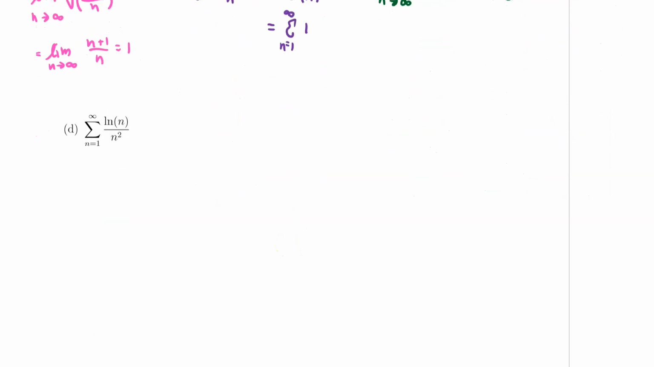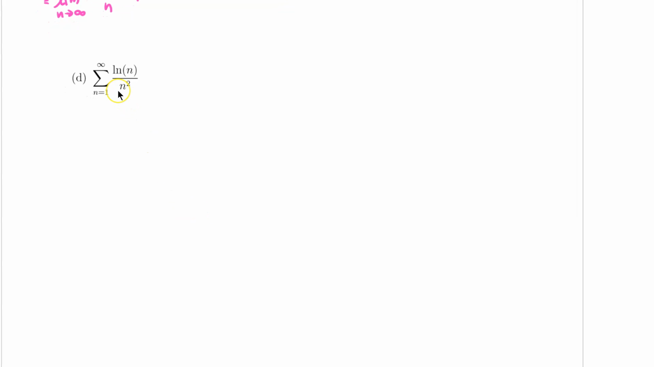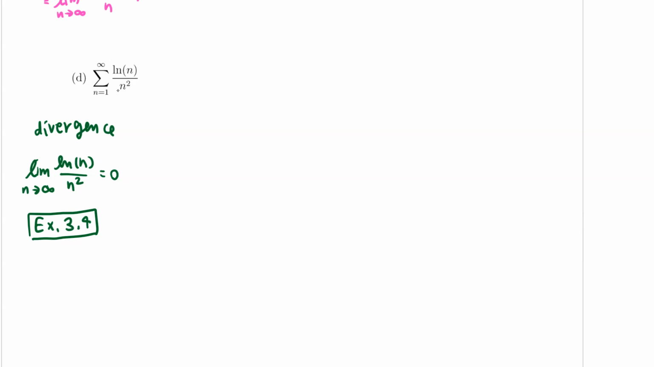Now let's take a look at the last one. This last one, once again, is something that we have seen before, so let's try the divergence test. I'm going to compute the limit of log of n over n squared when n goes to infinity. Now, this guy is going to equal 0. In fact, we have done this already in example 3.4. So because the limit is 0, the divergence test is going to be inconclusive.